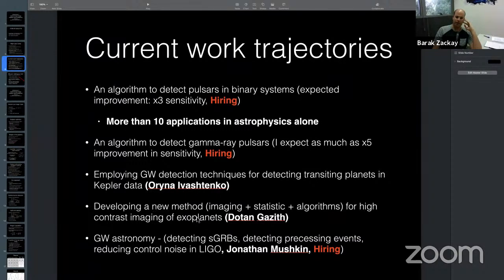And I have another student who is continuing a work I began at my PhD to develop a method for high contrast imaging. This work began in my PhD and was actually a continuation of the image addition work. So you will see at some point, I'll tell you how this is related.